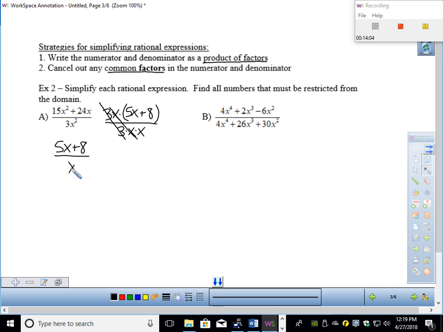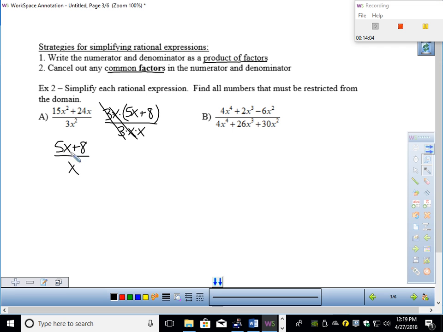Can we cancel out these x's right here? I have one in the numerator, one in the denominator. What do you think? Well, unfortunately, the answer is a no, without question, because the x is actually not a factor of the numerator. It is part of this binomial, but it is not a factor of the numerator. And so you cannot cancel that. That's going to be the key.